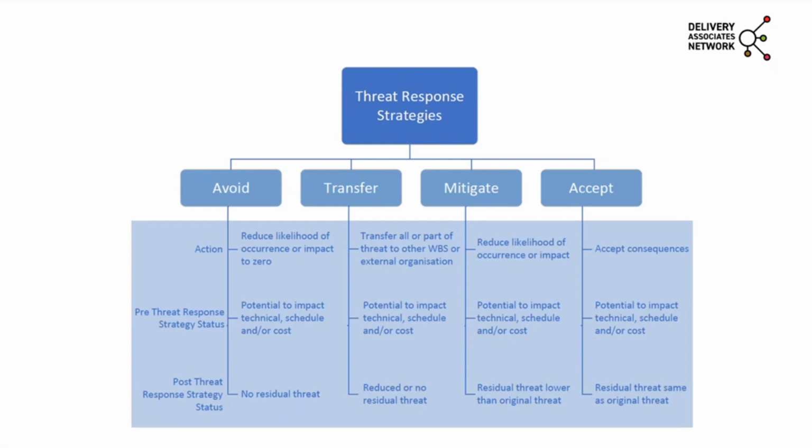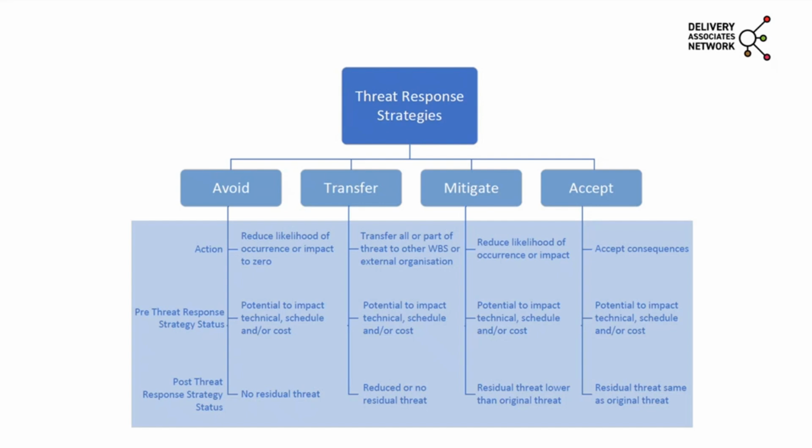We can avoid a threat. When we avoid the threat, we essentially reduce its likelihood of occurrence or impact to 0. There's a pre-threat response strategy status, its potential to impact technical, schedule and/or cost. That's what we reduce when we avoid. And the post-response strategy status is that after we avoid the risk, there's no residual threat.